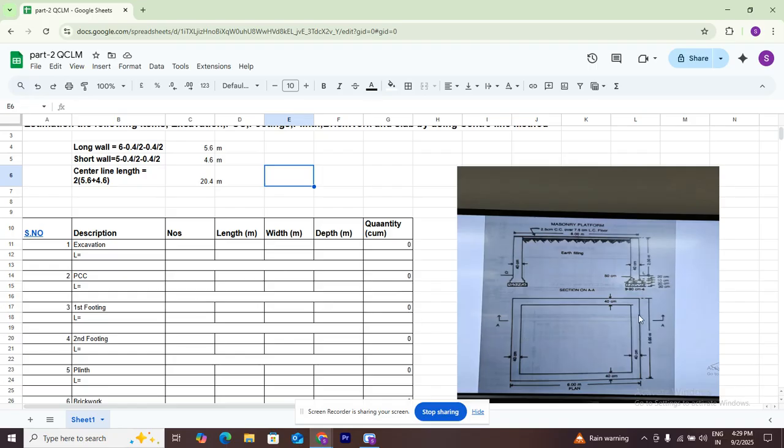What is the width of the footing? 0.8, 80 centimeters. What is the length of the footing? As per the center line, we take the center line distance, which is 20.4. The number is one, since we calculated the center line only once. The length is the same, 20.4. We directly keep it here.